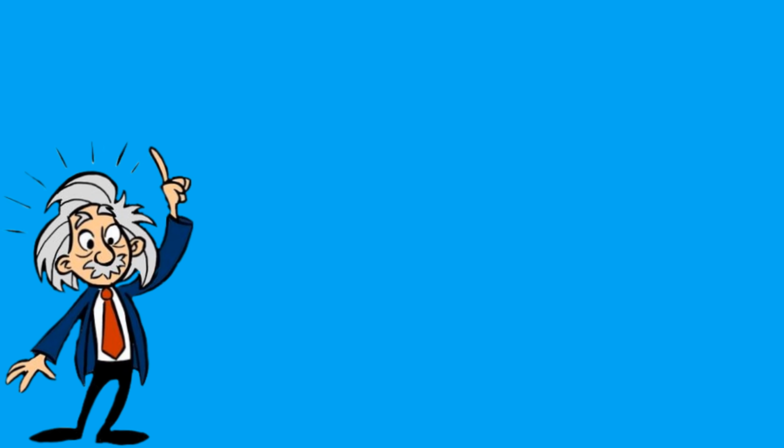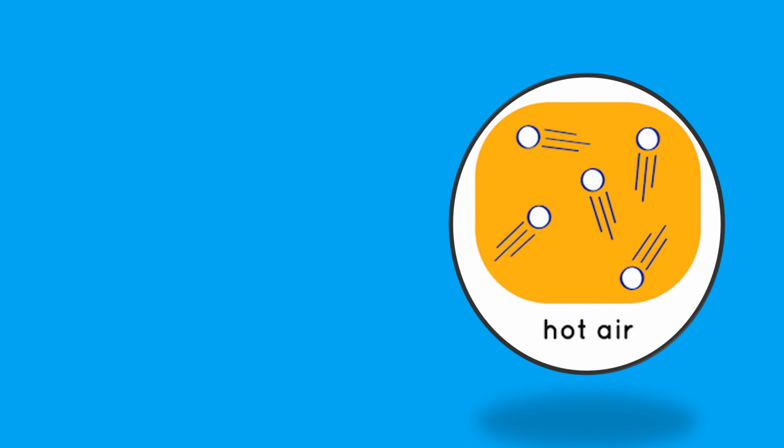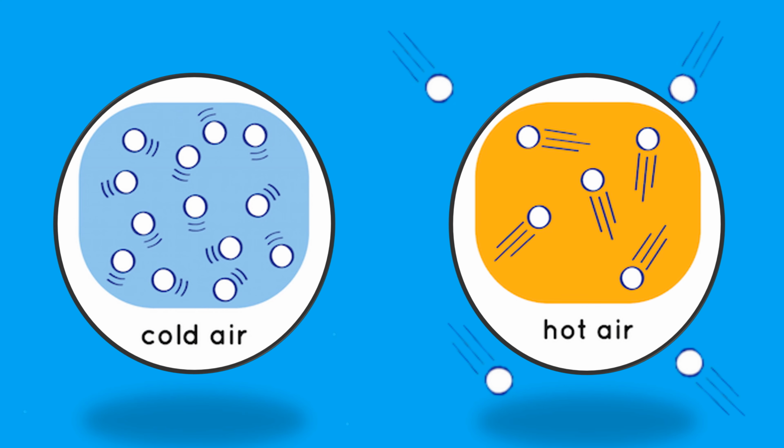Albert Einstein once said, "Everything in life is vibration." Temperature plays an important part in the movement of air molecules. Hot air excites the air molecules, which pick up speed and begin to expand in all directions. The hot air is less dense, meaning there are fewer molecules in a given volume of air. Cold air restricts molecular movement, and molecules condense or slow down and come together to increase density.